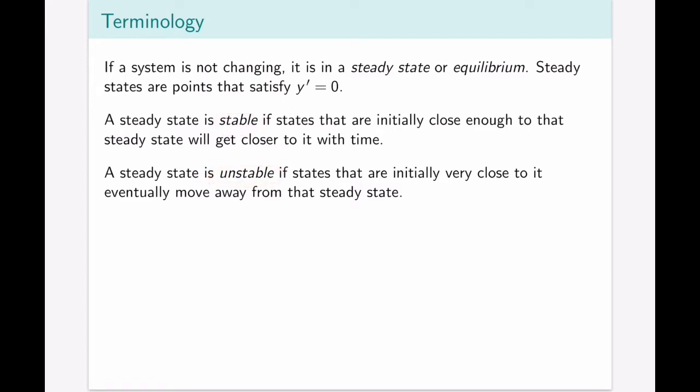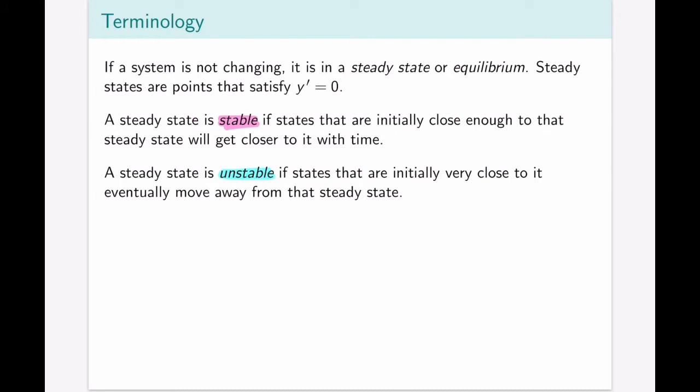A steady state is called stable if states that are initially close enough to that state will get even closer to it with time. So stable states attract the points around it. A steady state is called unstable if states that are initially close to it will move away from that steady state. So the unstable steady state wants points to run away from it.